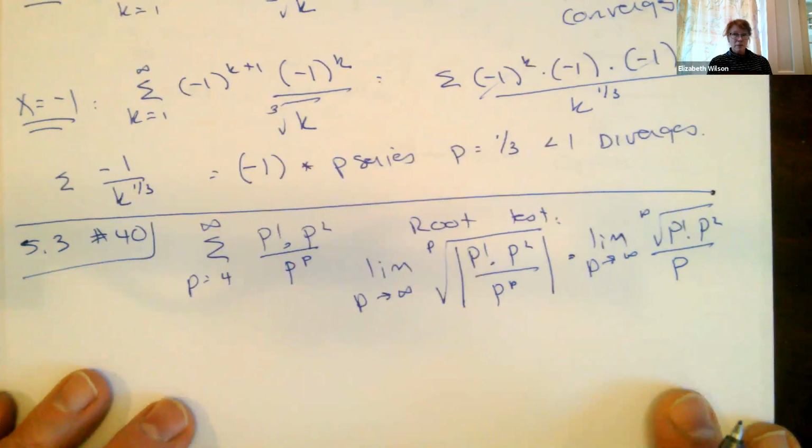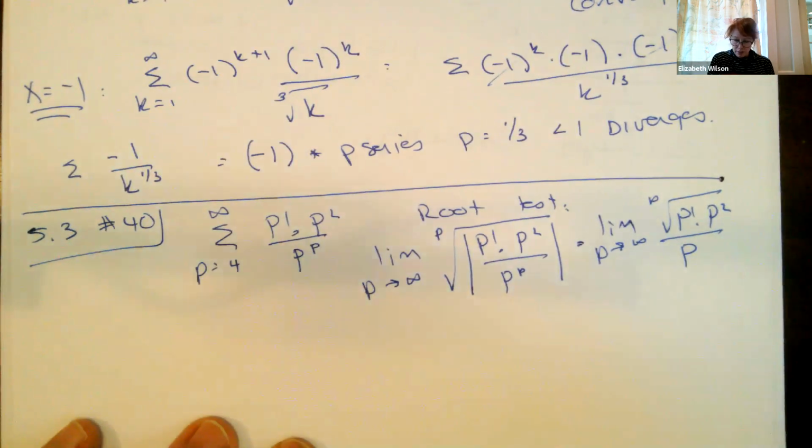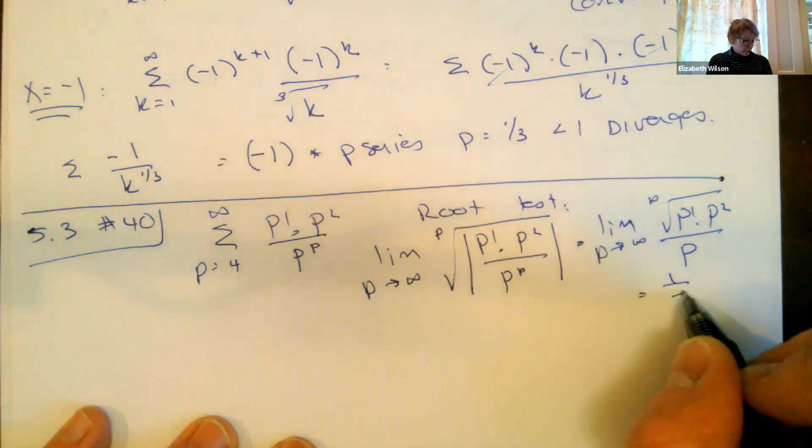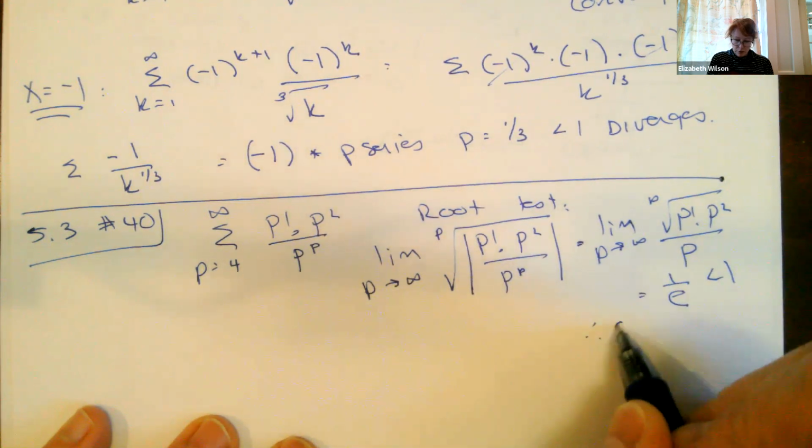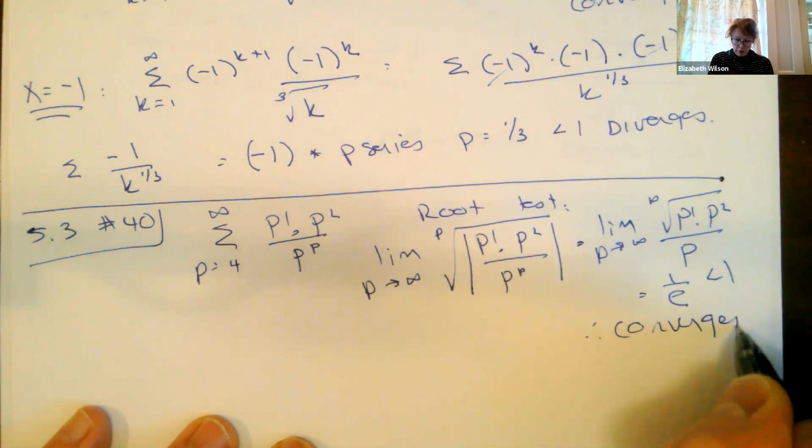Here's the trick, which if you're not in the know, is going to be very frustrating. This is equal to 1 over e, which is less than 1, which therefore converges. Don't worry if you didn't know that.